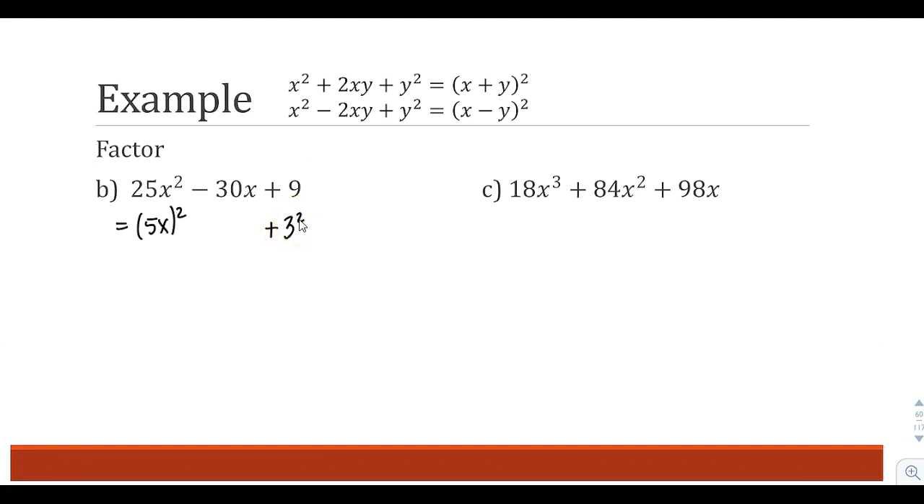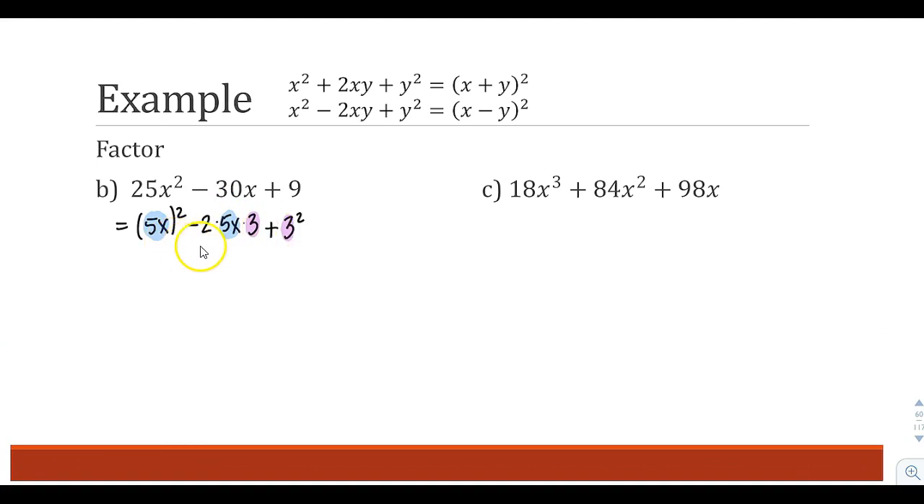So we should check, so we have 5x in the first term, 3 in the last term that's being squared. So we'll check the middle term, whether that's negative 2 times the first term times the last term, each piece that's being squared. And it is, it works out. So if I multiply negative 2 times 5, that's negative 10, times 3, that's negative 30.